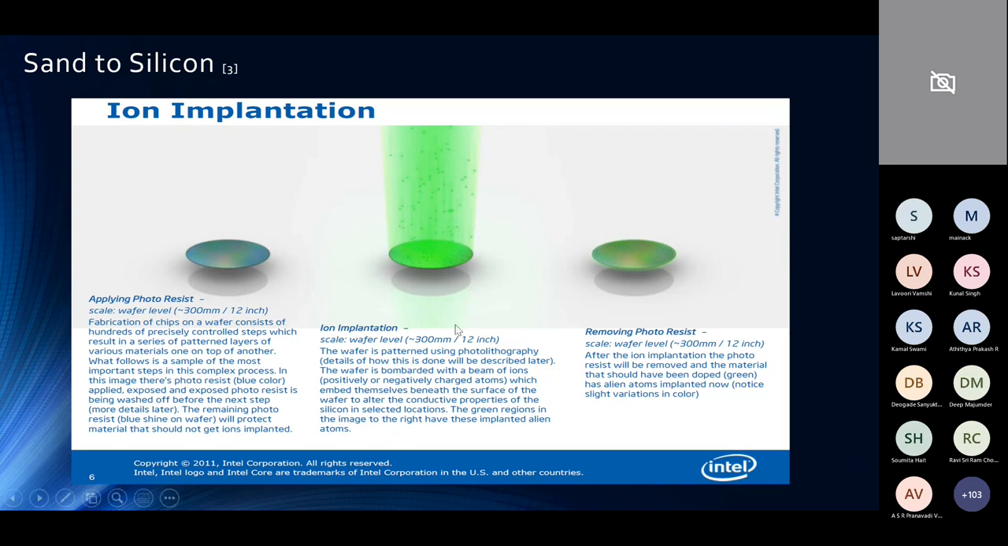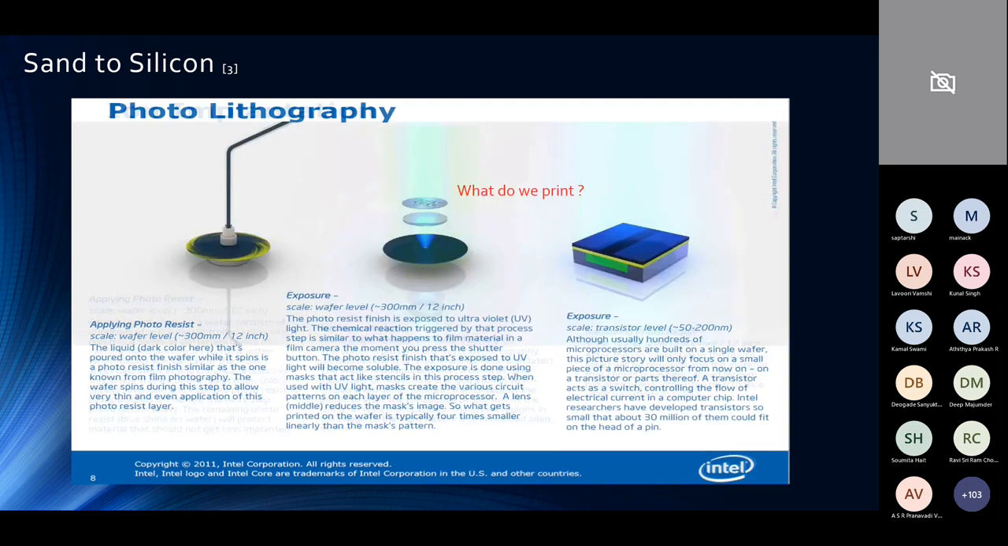So there are things like application of photoresist, ion implantation, and whatnot. So these are, again, well controlled and very, very precise steps. After you go through those chemical processes, what we now come to is we print the design onto that silicon wafer.